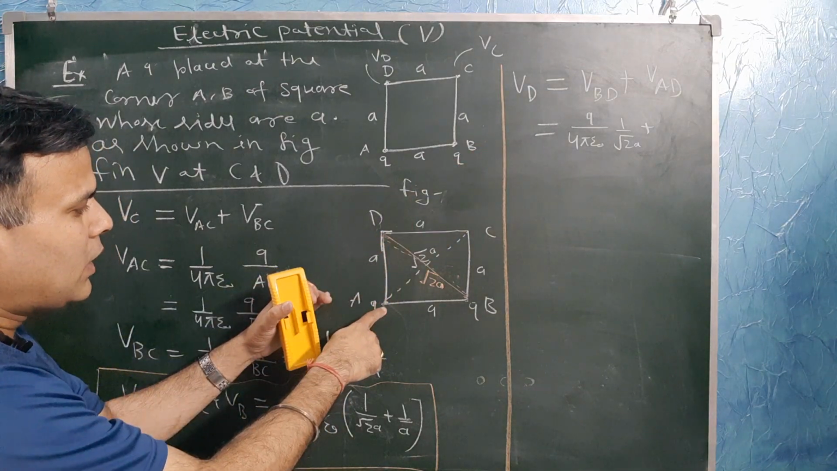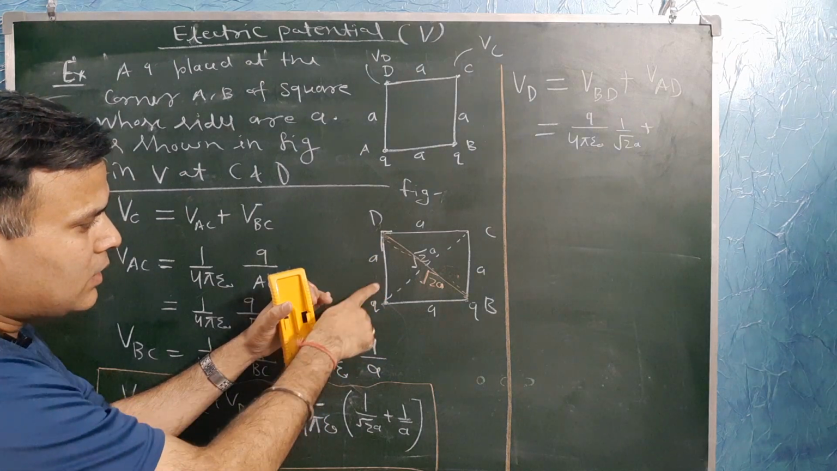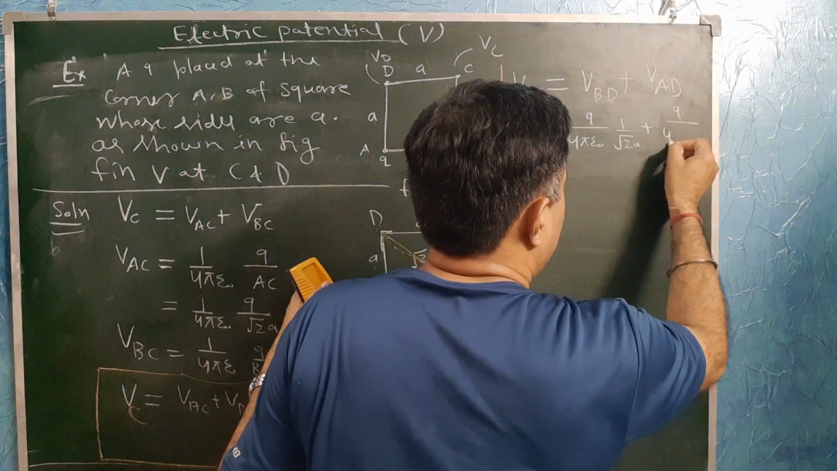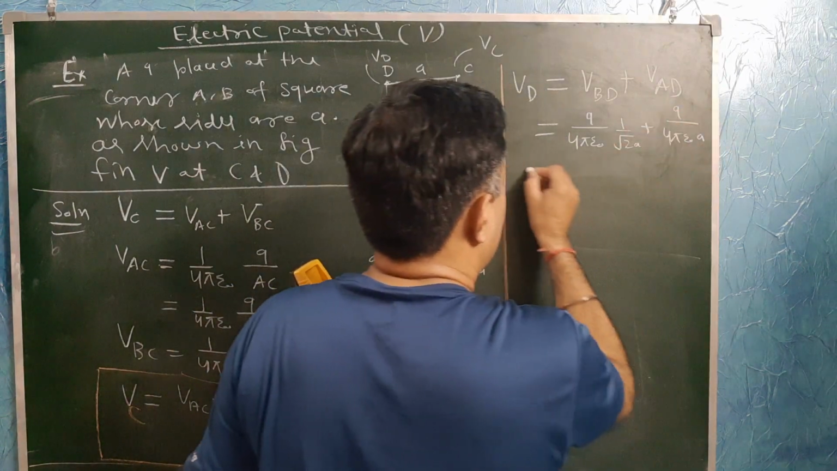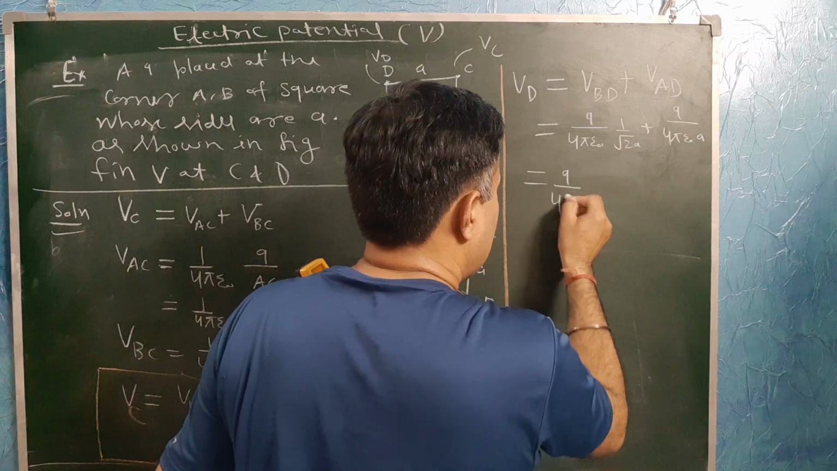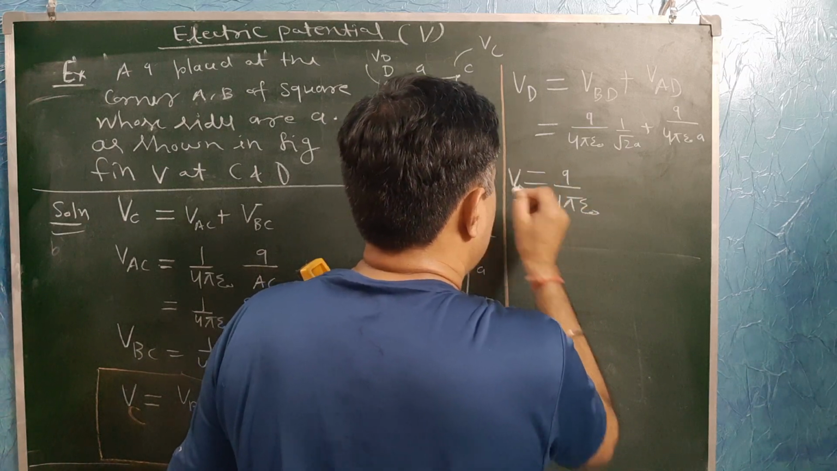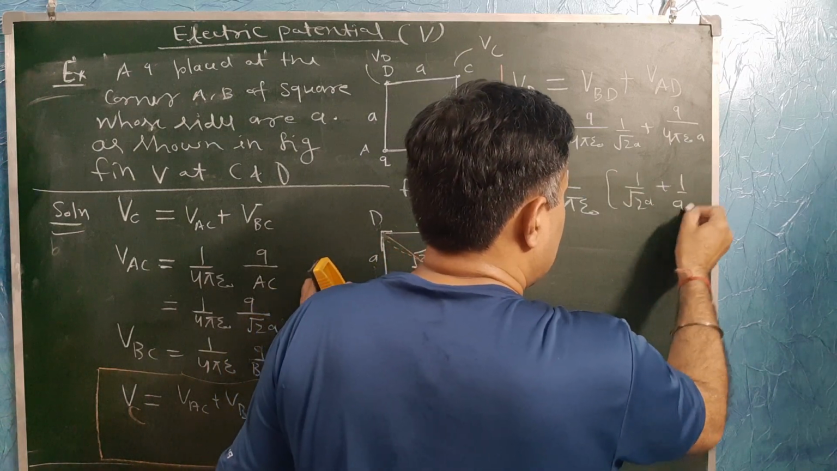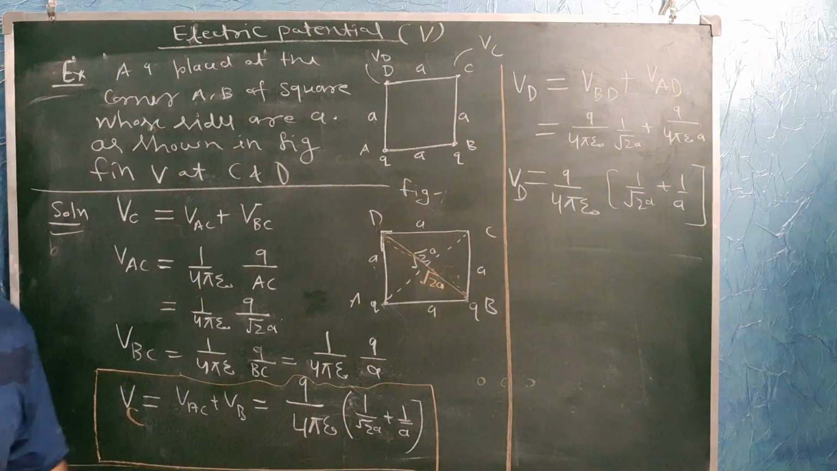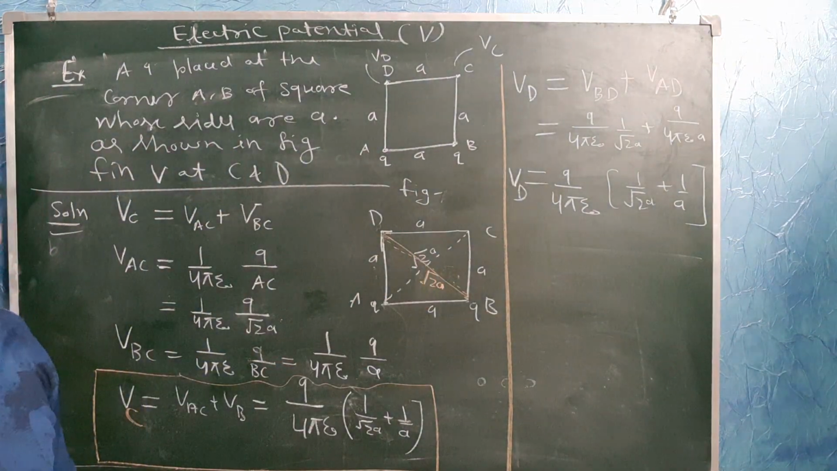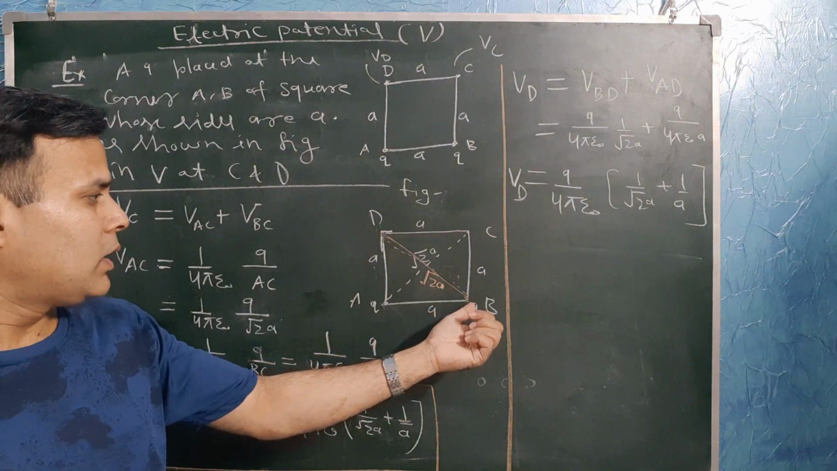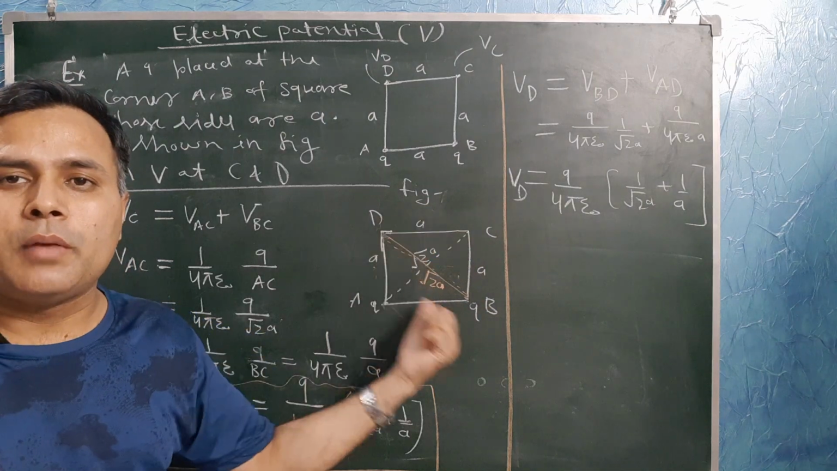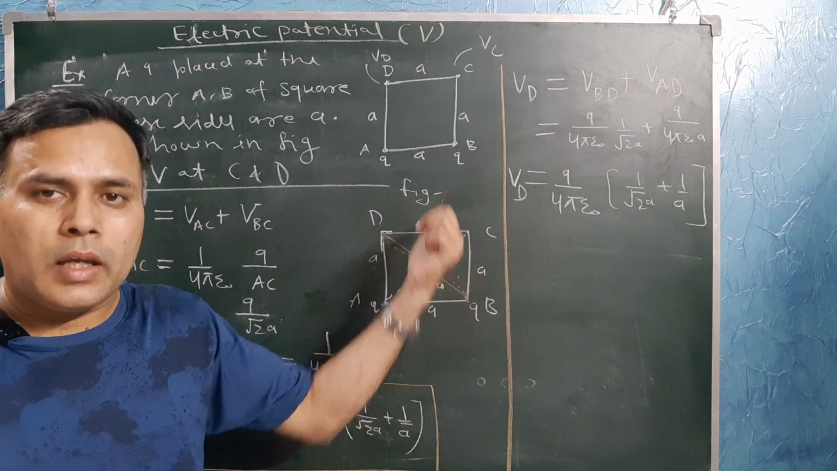VAD is 1 upon 4 pi epsilon 0 Q by R. In this case R is A. So simply this is Q upon 4 pi epsilon naught A. We can take Q upon 4 pi epsilon naught common, and VD is 1 by root 2a plus 1 by A. So it's all about this example. We can find out the electric potential at any corner of this square if charge Q is placed at any corner of this square whose sides are A. Thank you.